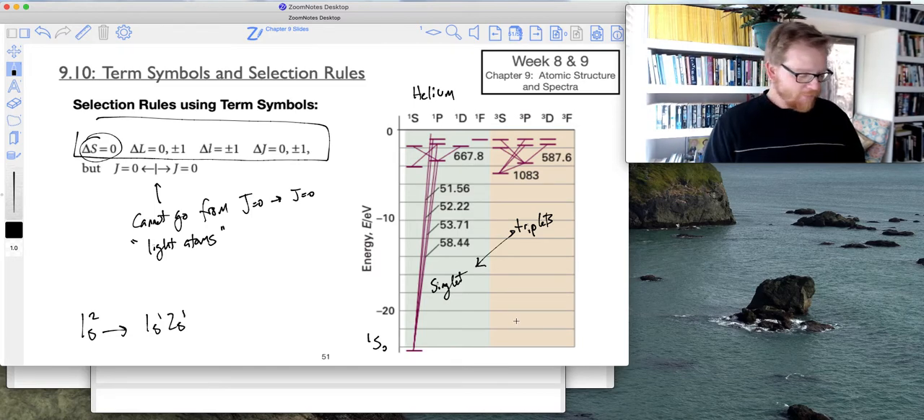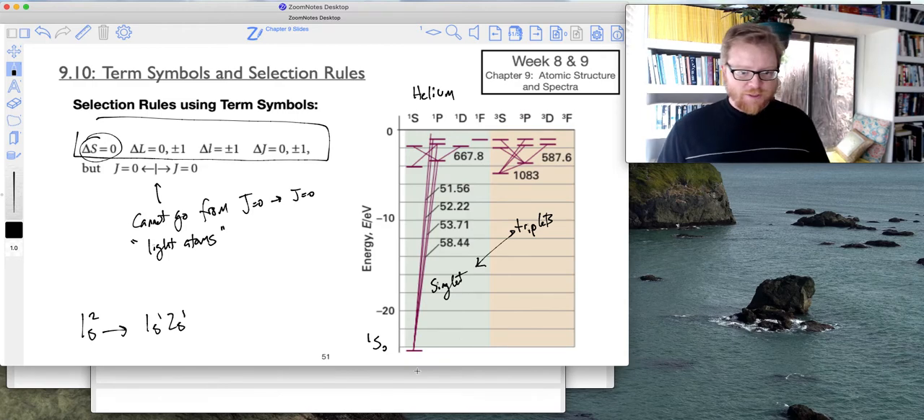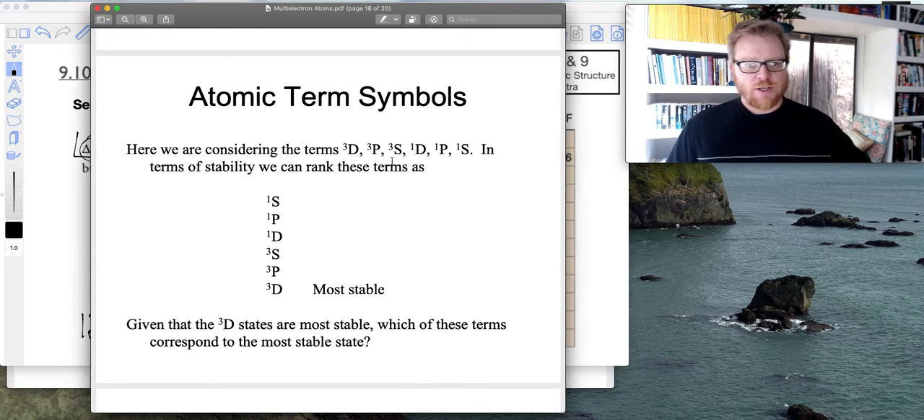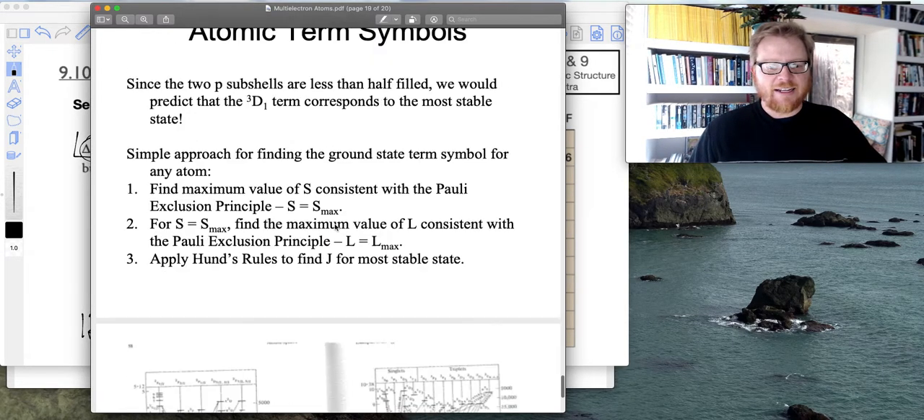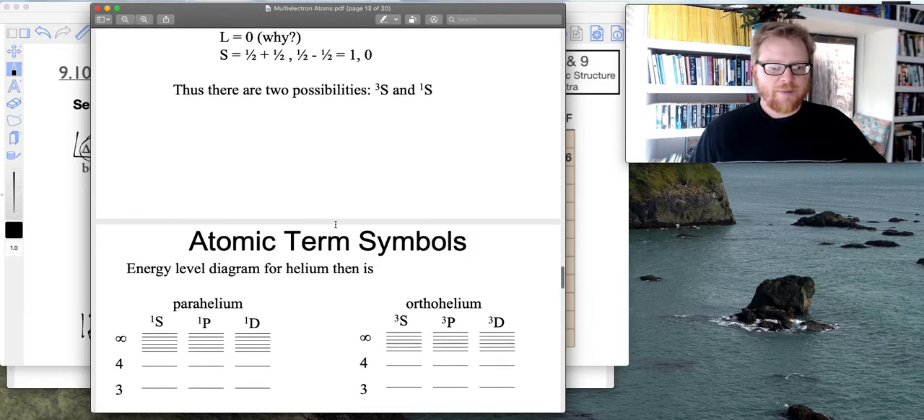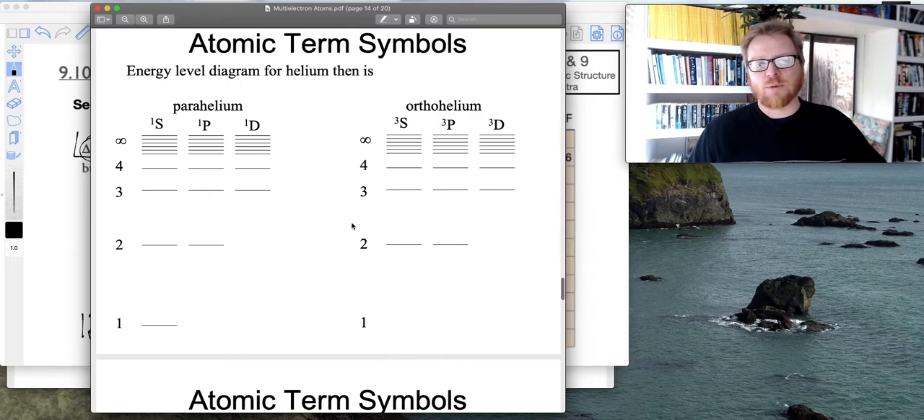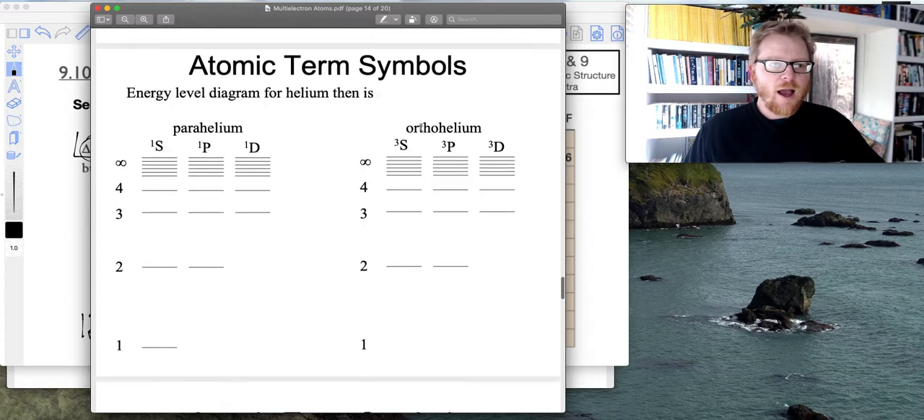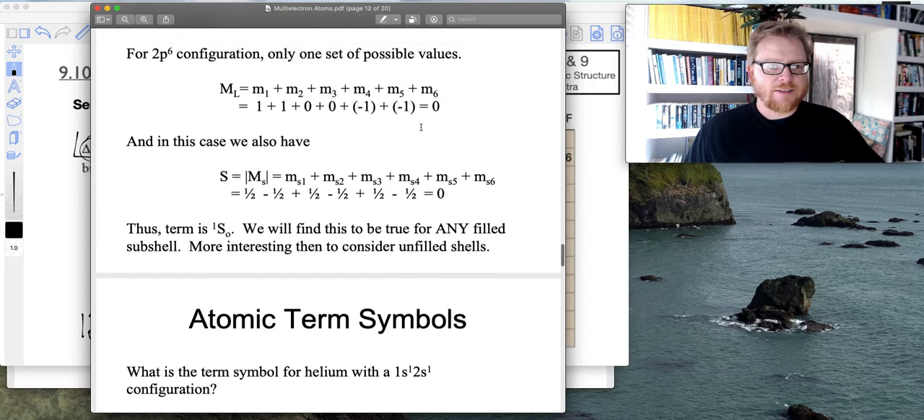Okay. So let's see. I'm just going to see if there's anything else to go through. So this is a really handy guide to go through. I think they also show us here. Yes, so they described what I was going through. Parahelium, as it turns out, because you get different magnetic states of helium because of the electron configuration. So parahelium corresponds to the singlet, orthohelium corresponds to the triplet. Let's see what else we have here.